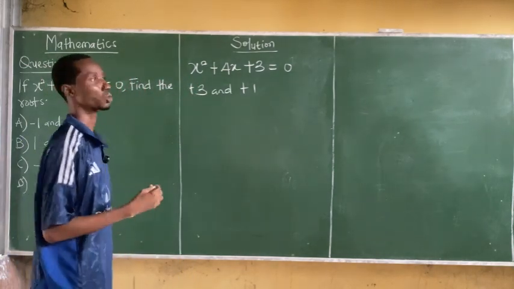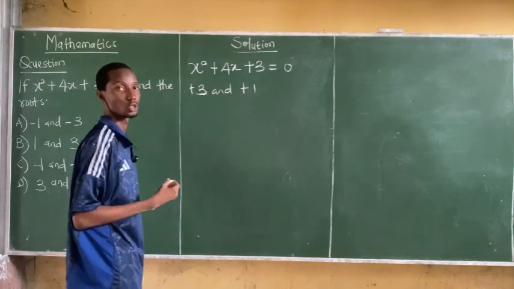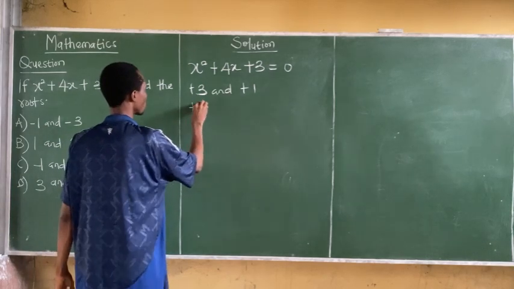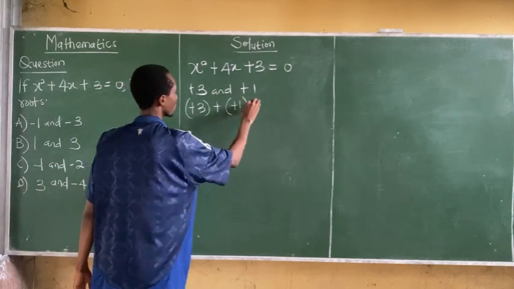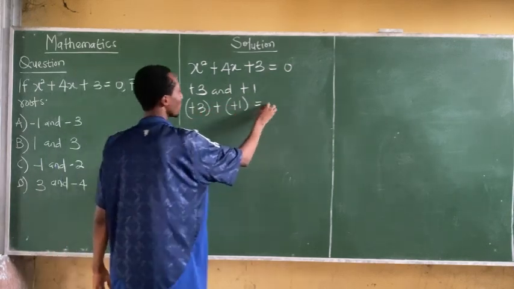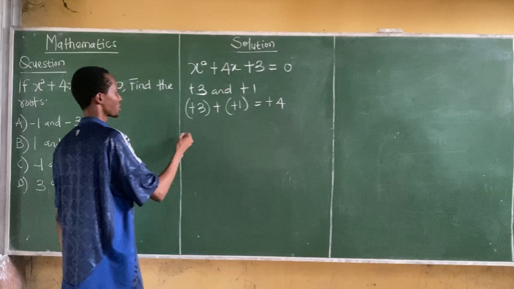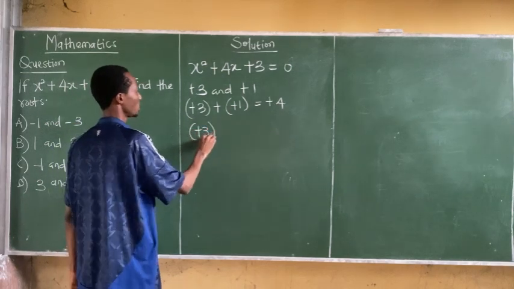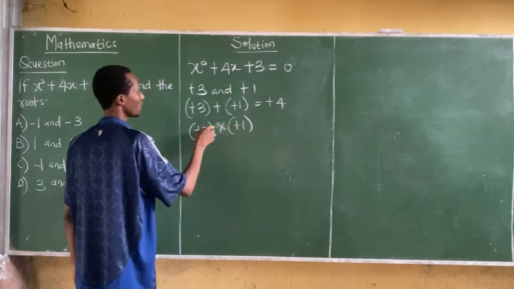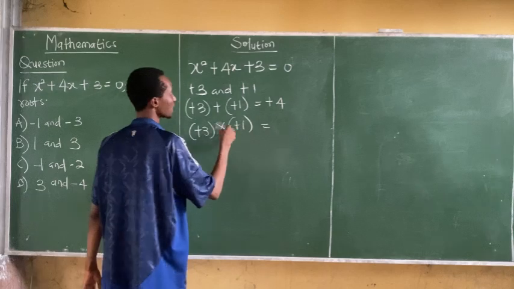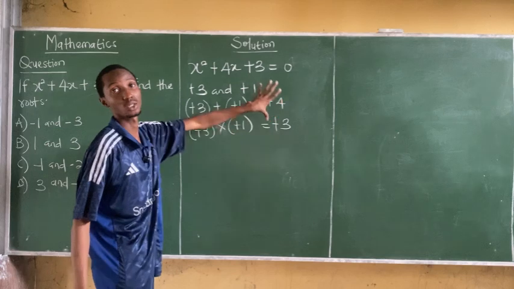Let's check if it satisfies the condition. We have that plus 3 plus 1. Plus 3 plus 1 will give us what? Plus 4. It satisfies this first condition. Let's check if it satisfies the second condition. Plus 3 times plus 1. 3 times 1 will give us what? 3. Plus times plus gives us plus, so we have plus 3. So plus 3 and plus 1 satisfies the condition.